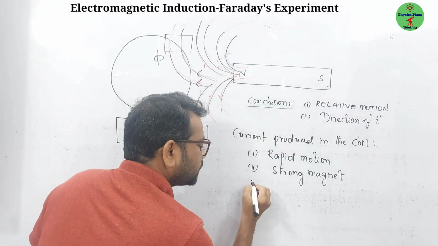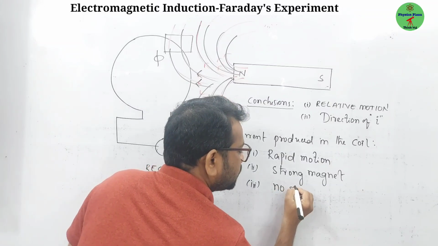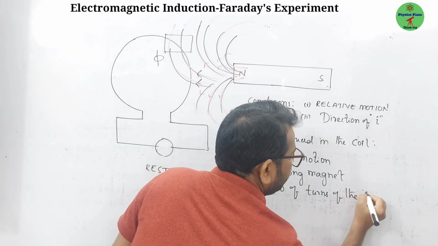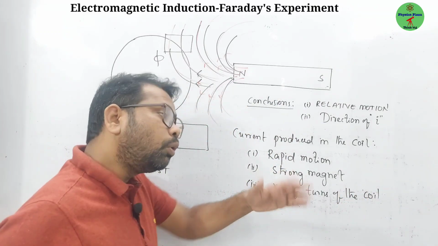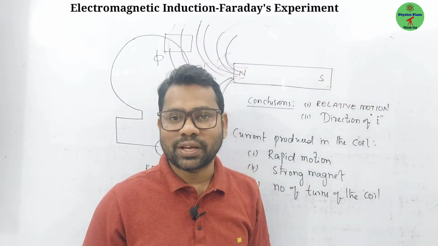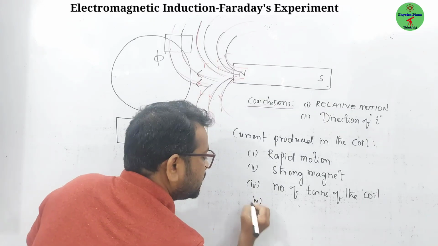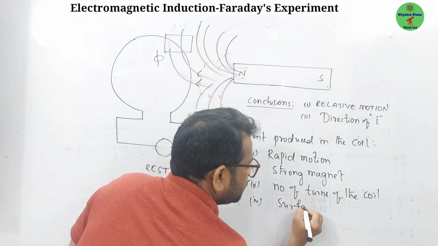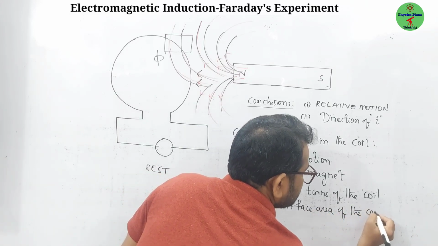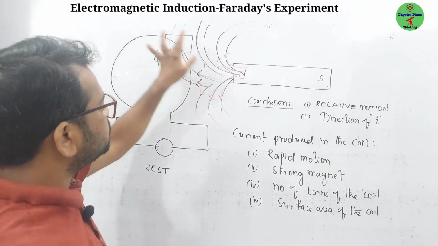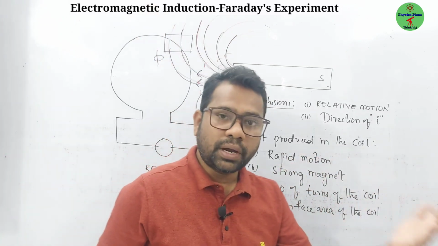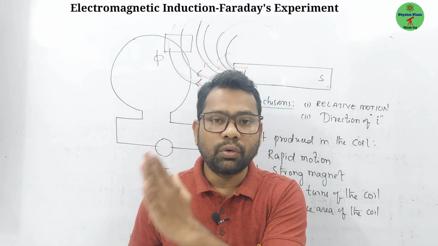And the third one, number of turns of the coil. So children, if more number of turns are there, obviously more magnetic field lines will pass, more magnetic flux, more change in magnetic flux, more induced current. And the last one is the surface area of the coil. Obviously, children, as the surface area is more, more number of field lines will pass, which causes more change in magnetic flux. As a result, we will get more current.